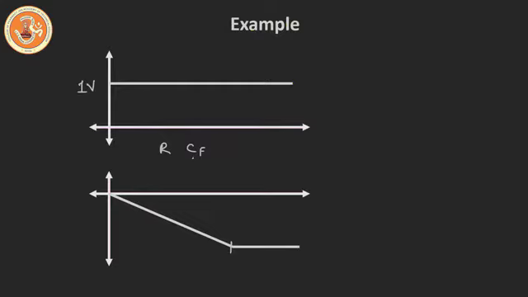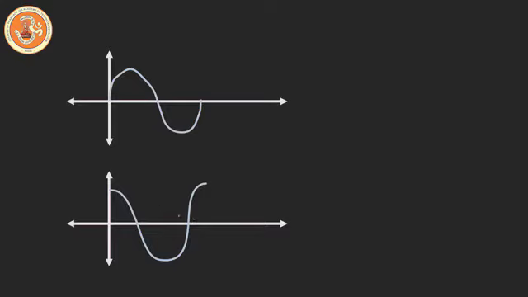That is cosine wt. And likewise, if you apply a square wave at the input, then at the output you will get a triangular wave. Now, here the amplitude of the output signal depends upon the value of R and CF. And that will be made clear to you when we take a few examples based on this integrator circuit.